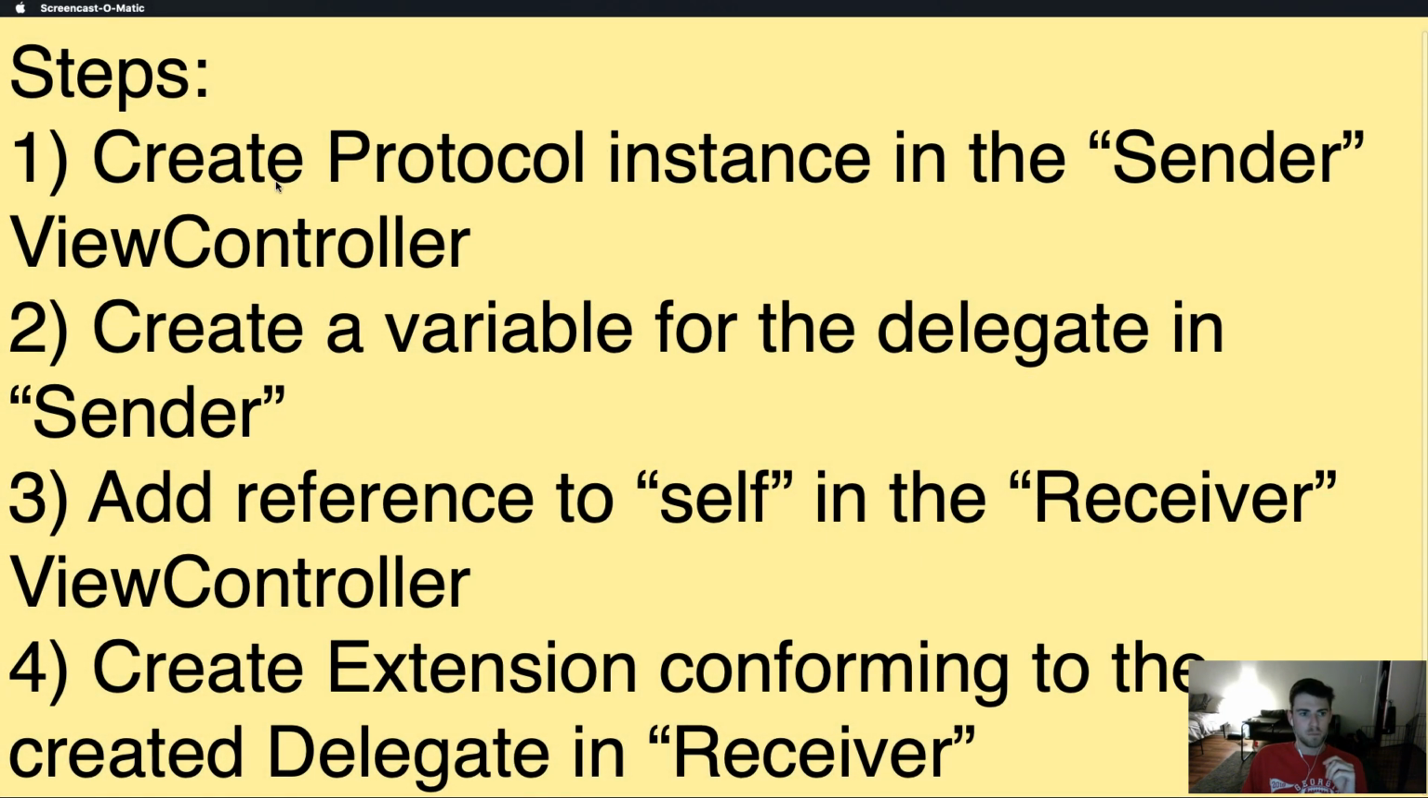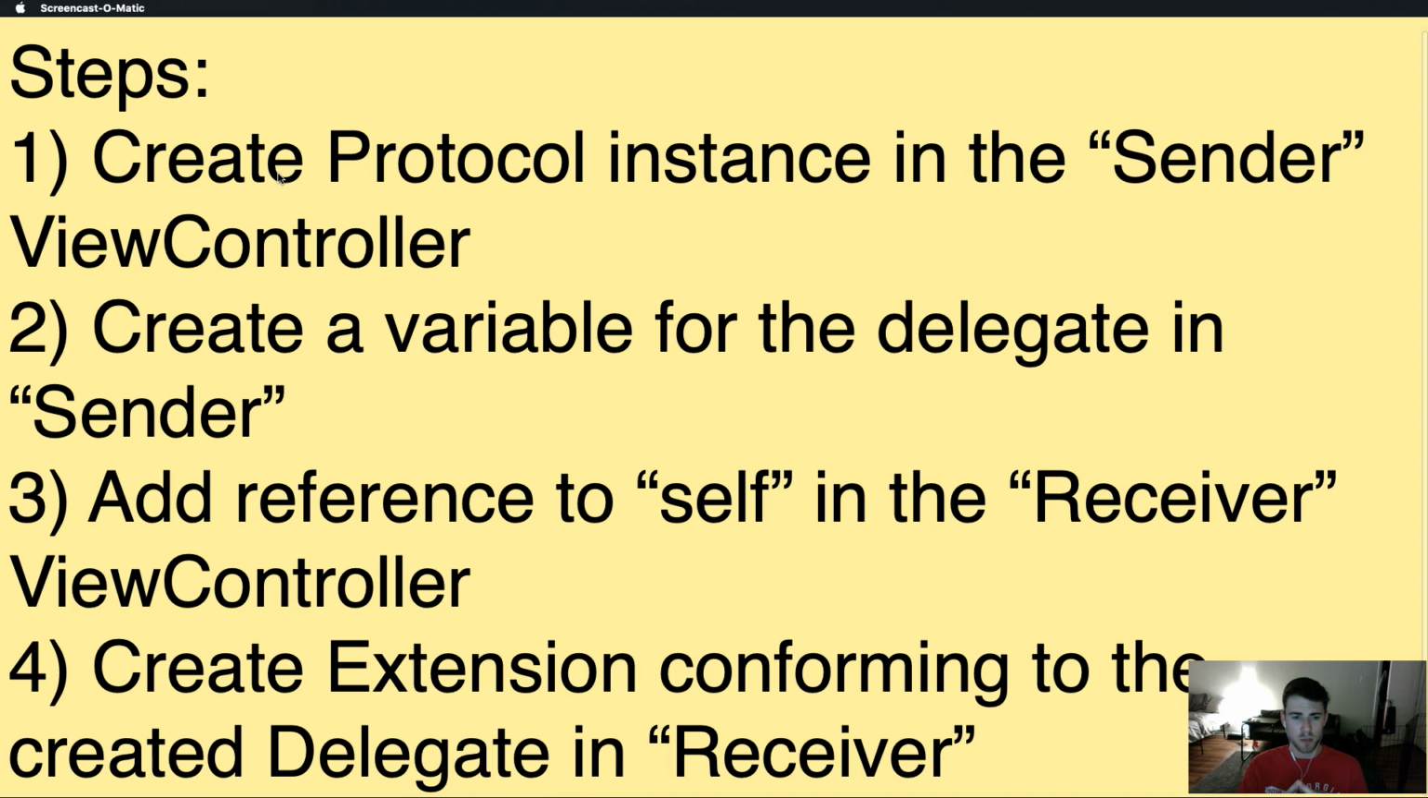Alright, so step number one, we're going to create a protocol instance in the sender view controller. For this we're going to have a sender and a receiver. The sender view controller is going to have the data that you're sending, and the receiver, obviously, is the one that receives the data. It's just easier to separate it out and look at it as binary that way, for me at least, and hopefully it'll be useful for you guys too.